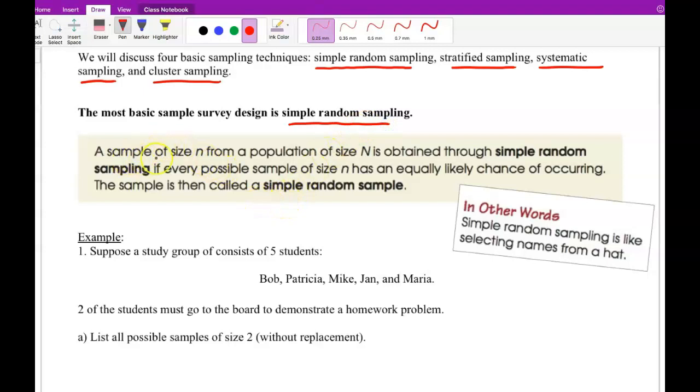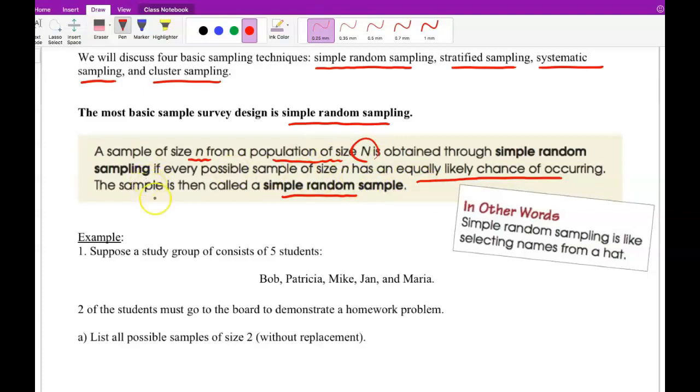And what that is: a sample of size N, as I said, when we use sample we're going to show that with N, from a population of size N also, obtained through simple random sampling. If every possible sample of size N has an equally likely chance of occurring, then we can call that sample a simple random sample. So this means that all the individuals in the population have the same chance of being selected to be our sample.